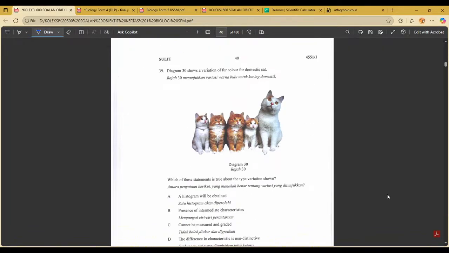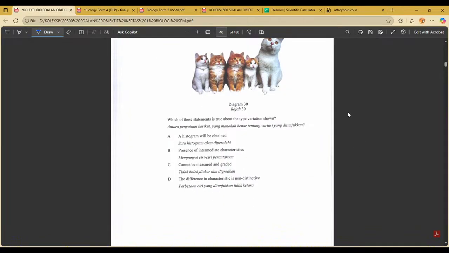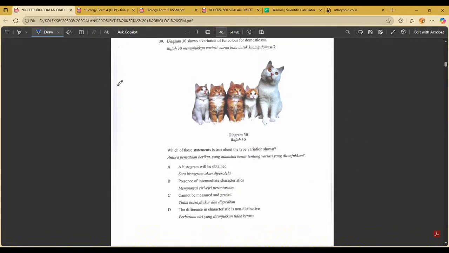Next question. Example P shows variation of fur color for domestic cat. Which of the statements is true about the type of variation shown? This is discrete variation. So no, it isn't a histogram. It isn't a histogram. There's no intermediate characteristics.